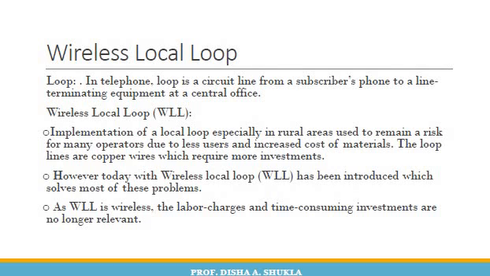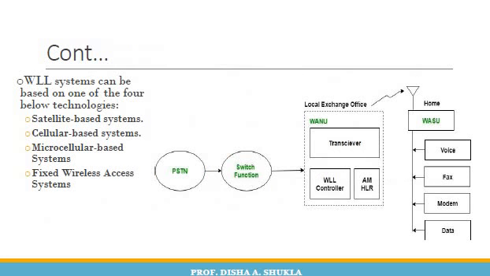A wireless local loop is wireless. The labor charges and the time consuming investments are also not relevant as compared to the wired local loops. The wireless local loop systems can be based on one of four technologies: either a satellite based system, a cellular based system, a microcellular based system, or a fixed wireless access system.